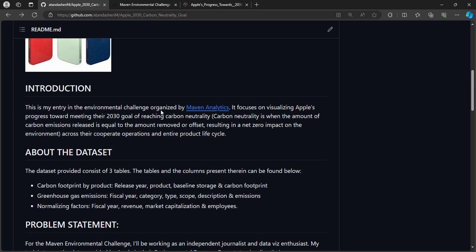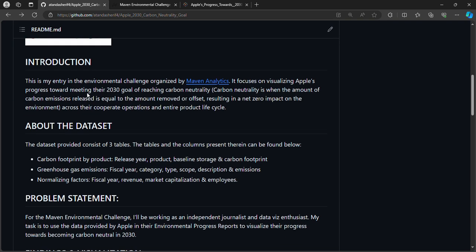Now to the introduction. The motivation for this project was from Maven Analytics. Maven Analytics is an e-learning company that focuses on teaching various skills. They teach software such as Excel, Power BI, Tableau, etc.